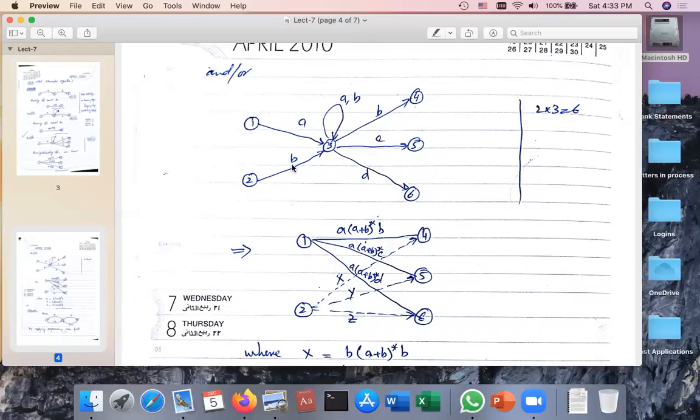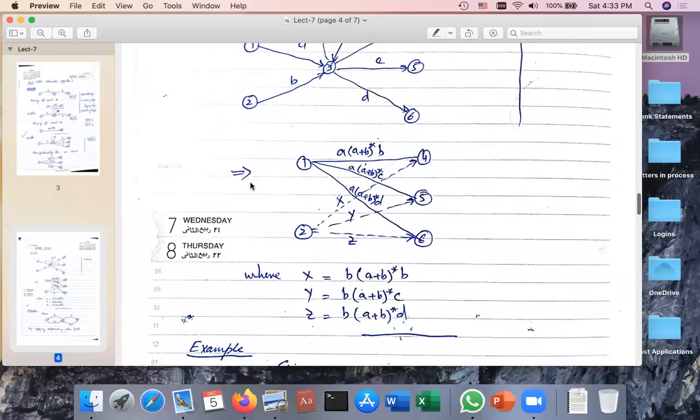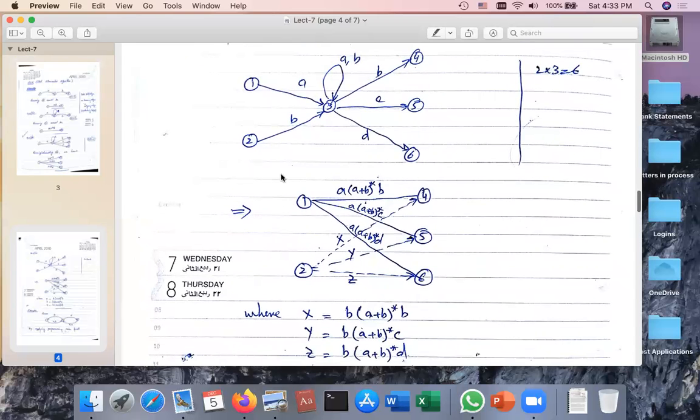State 1 is coming here to 3, with a comma b, c and d, and if I want to remove this state number 3, then incoming is 2, outgoing is 3, so 2 multiplied by 3 is equal to 6. So if I remove this state number 3, how many edges do I have to introduce? 6. So you can focus on my cursor because I am continuously moving the cursor here and there so that you can understand the things. So anyhow, let's move on.